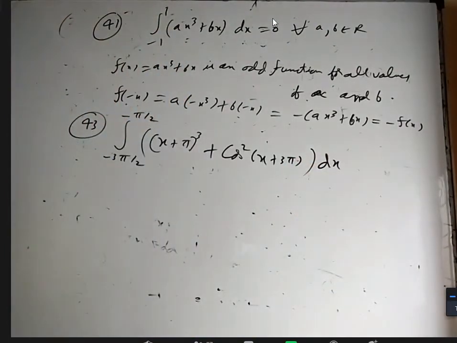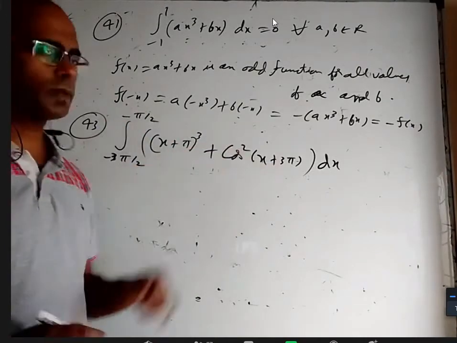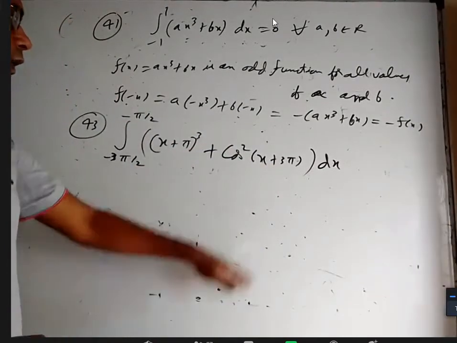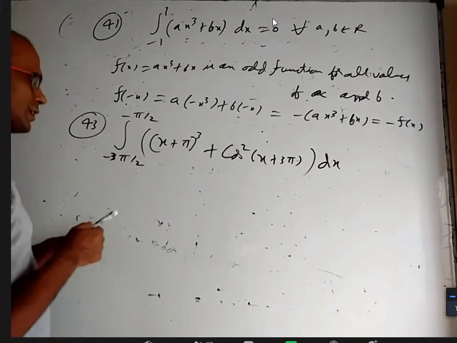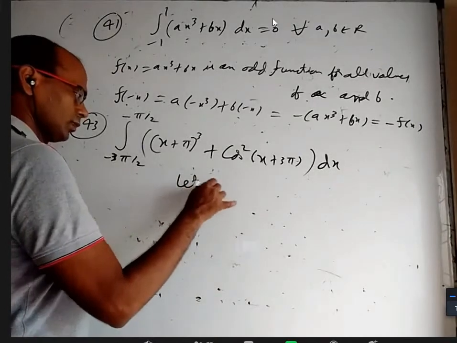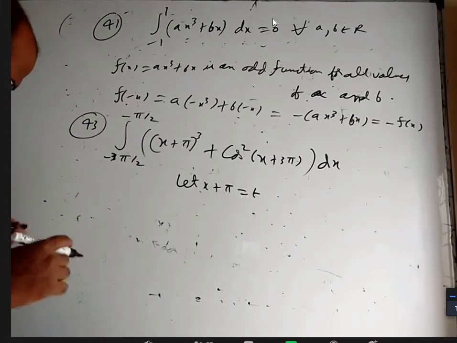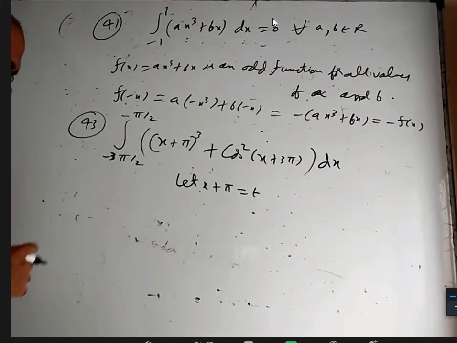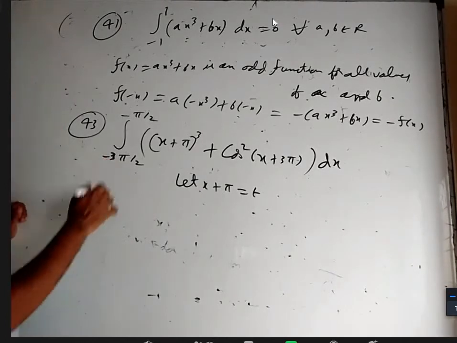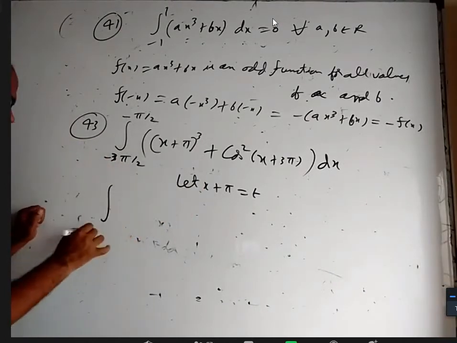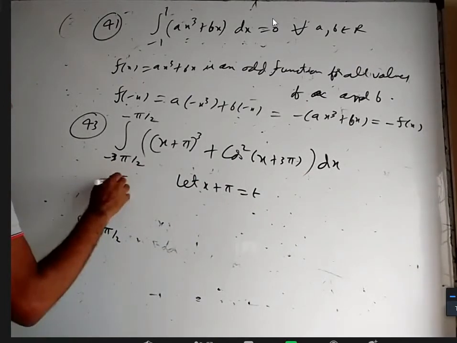Okay. So integral from minus 3 pi by 2 to minus pi by 2 of (x plus pi) whole cube plus cos square (x plus 3 pi). I can somehow expand and do it, but I want to take x plus pi as t. Then what will happen to the limits? When x is minus 3 pi by 2, t will be minus pi by 2. When x is minus pi by 2, t will be plus pi by 2.